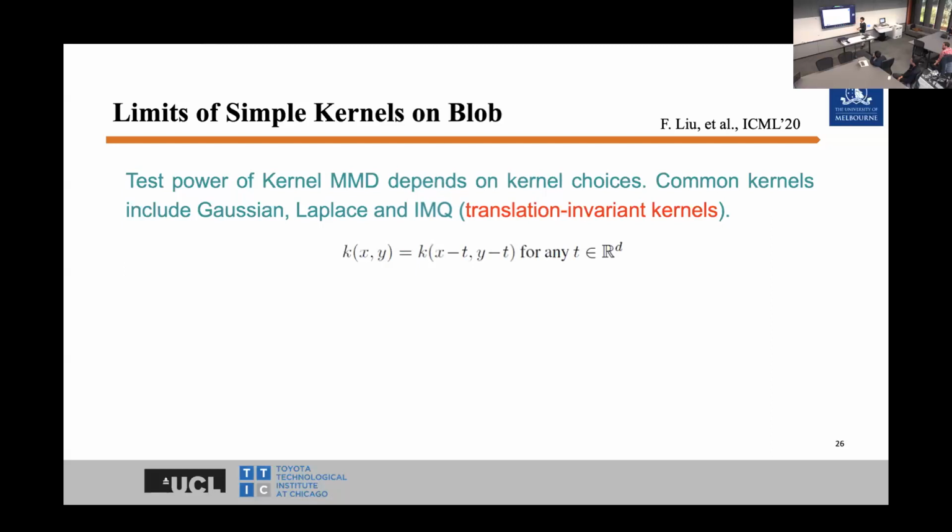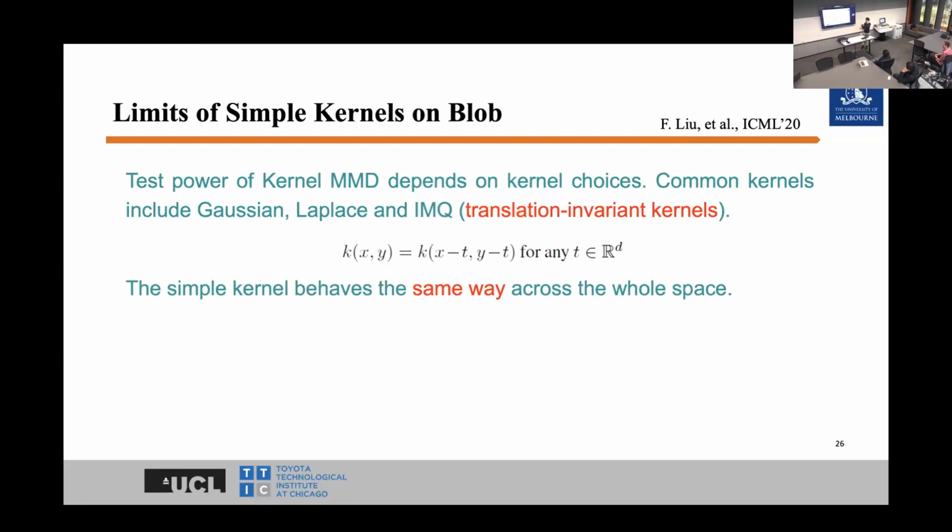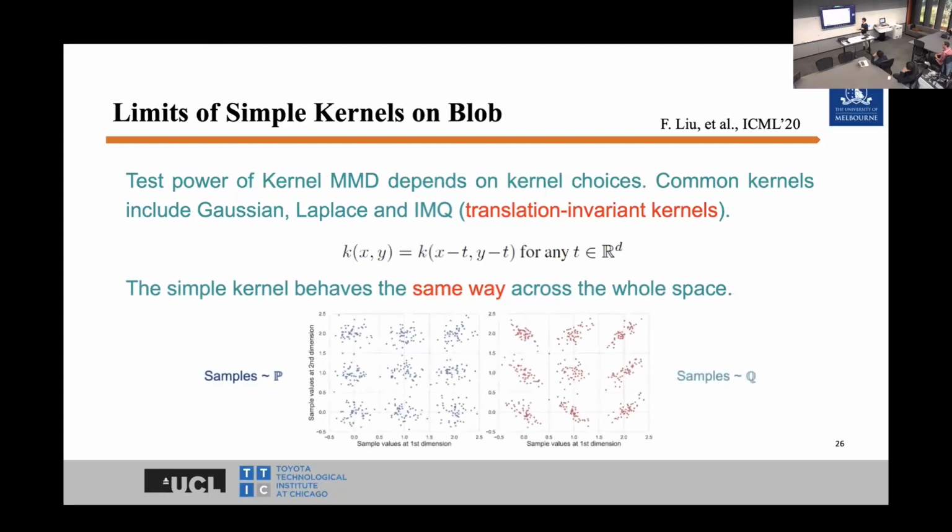It is called translation invariant kernels. It means that for this kind of kernel, the relationship between two points, x and y, will not change across the whole space. The relationship, or similarity, between x and y will be the same across the whole space; they have the same behavior. However, this same behavior might make us give the same weight when looking at the difference between two distributions.